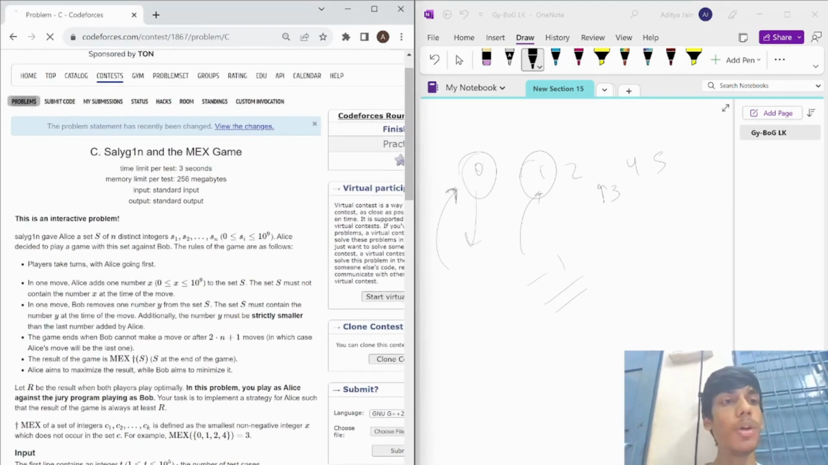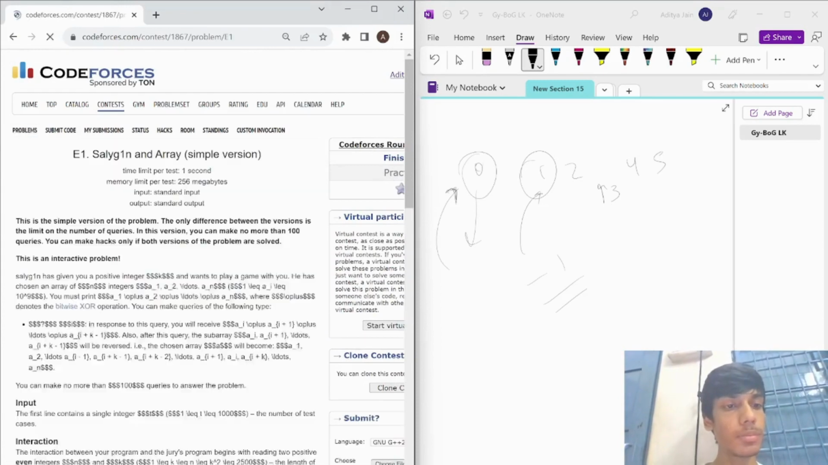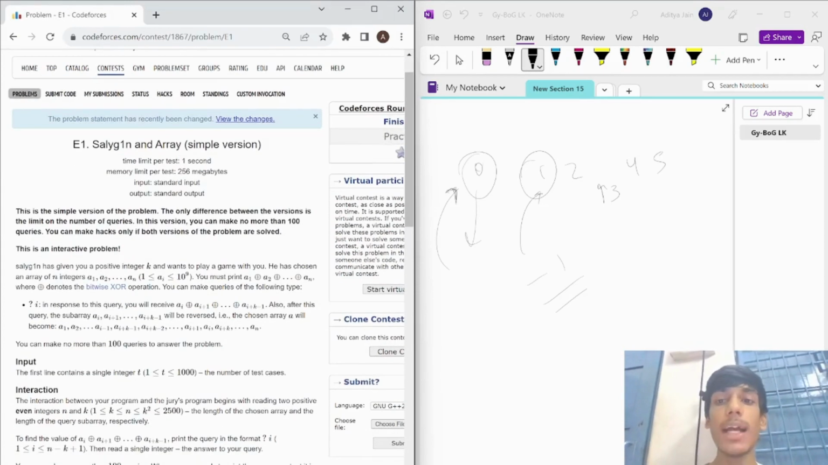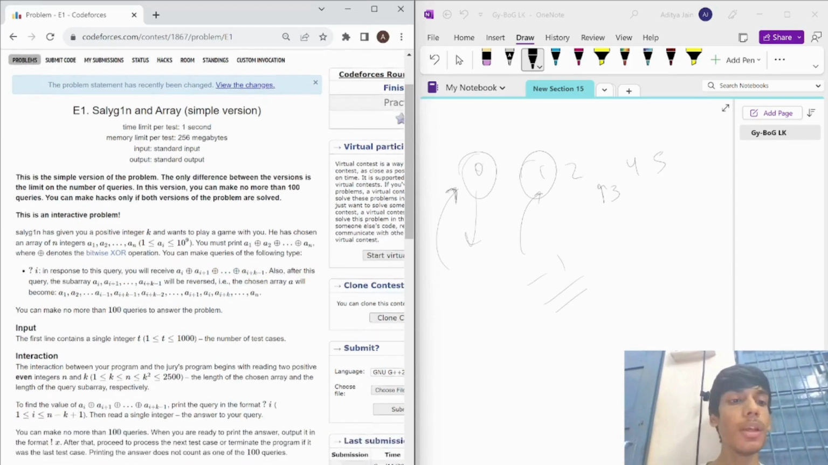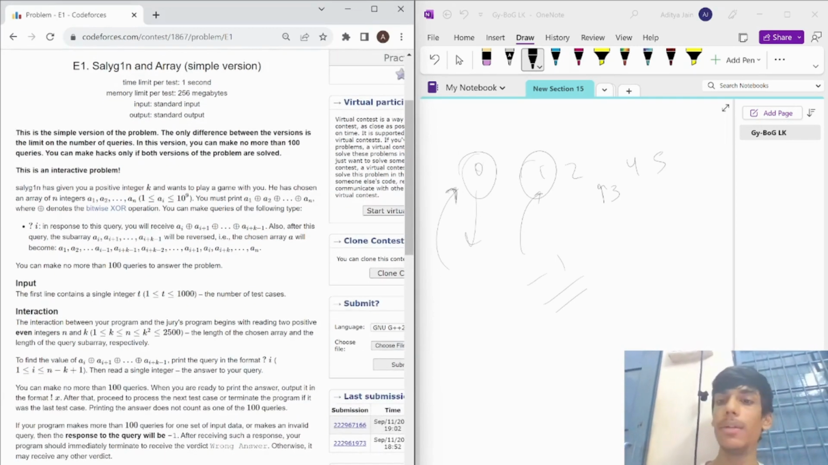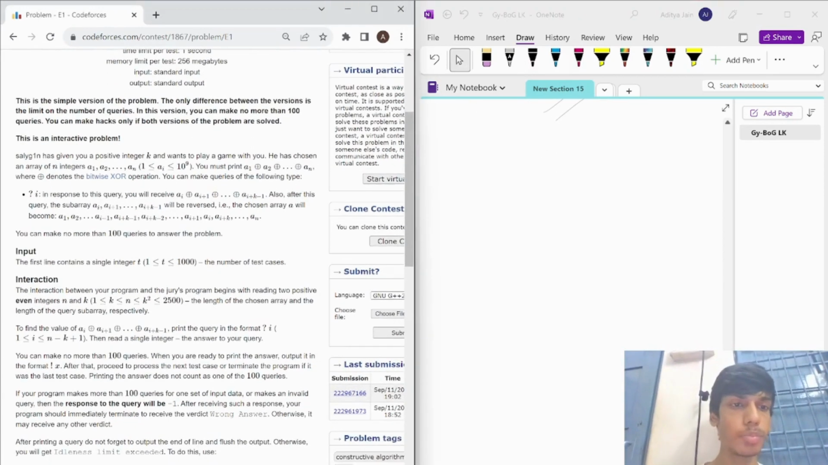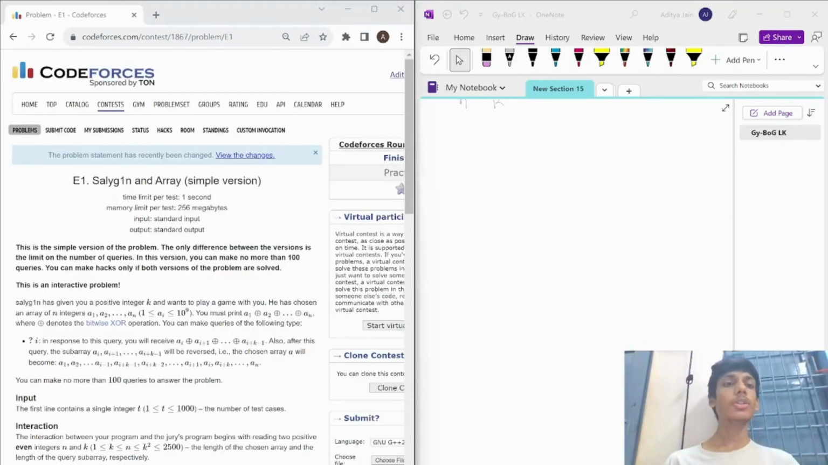Let's move on to the problem E1. E1 is again an interactive problem, but this time the problems E1 and E2 were comparatively easier than the normal E problems of Div 2. So let's discuss the problem E1 now. Basically there are two versions of the problem E. One is hard version and one is simple version.